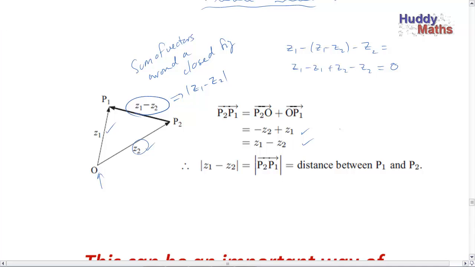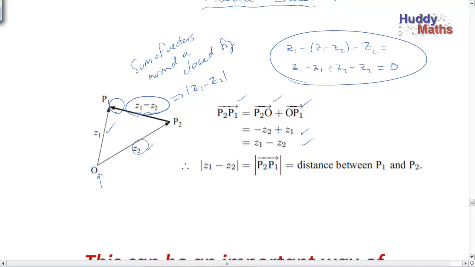But I like to think of it as emanating from the idea that the sum of vectors around a closed figure, if they all add up to 0, means this must be Z1 take Z2 going that way, giving you a sum around the closed figure. And they've done P2, P1 is those two, and then rearranged it. That's another way of looking at it. And so this is a very important result.